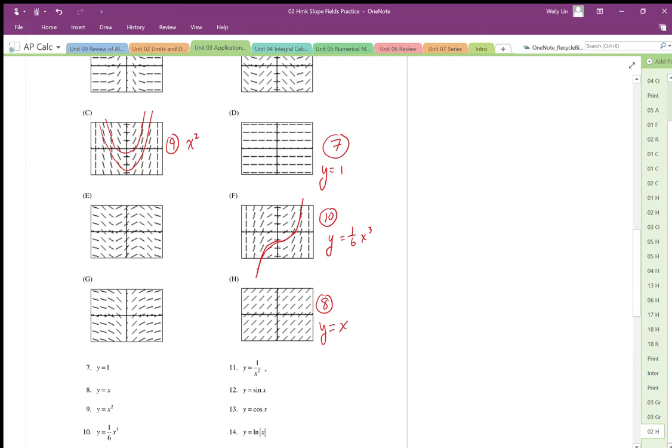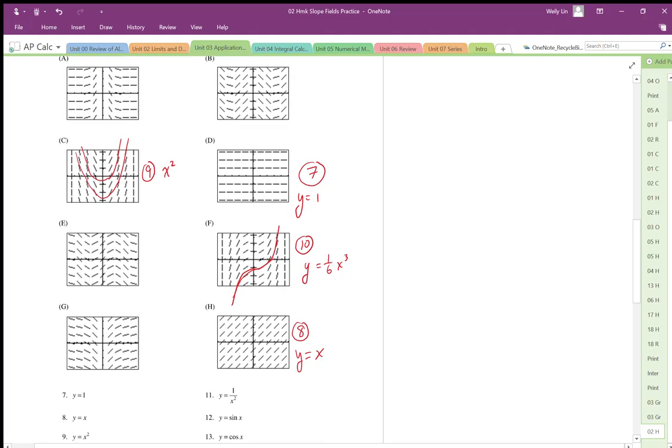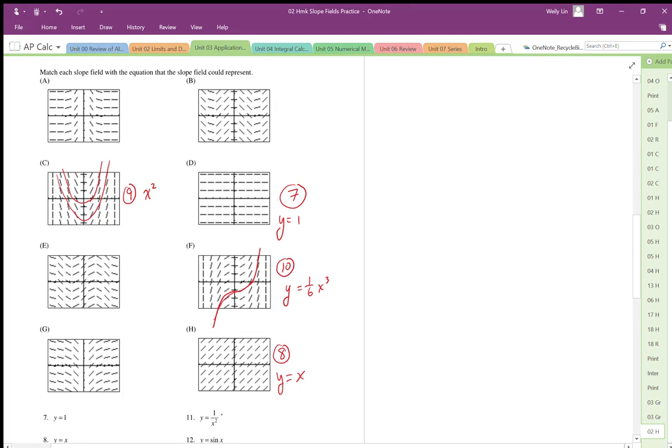For number 11, 1 over x squared, it should be a reciprocal function, and it should have a horizontal asymptote. It looks like we should have positive slopes on one part and maybe a negative slope on another. As x goes to positive or negative infinity, it'll give us a horizontal asymptote. But it's going to go up, right? This is always going to be positive, so it's going to go in the positive direction. So this one should be 11 here.